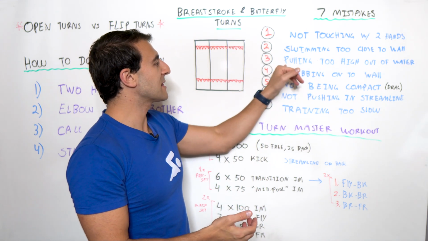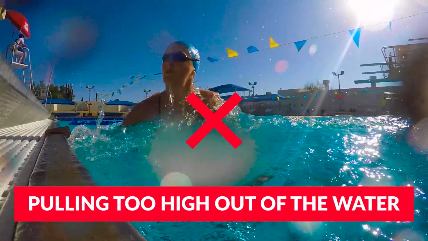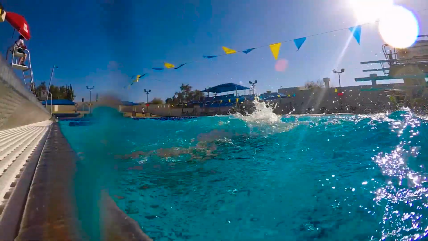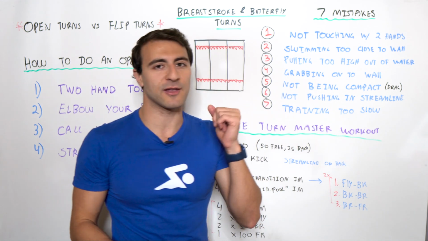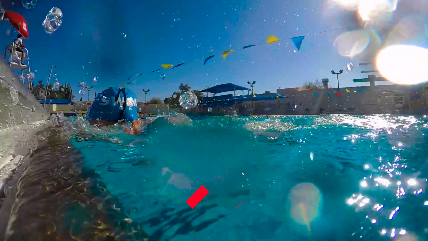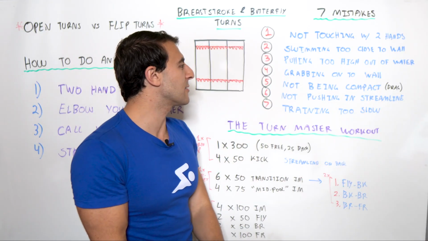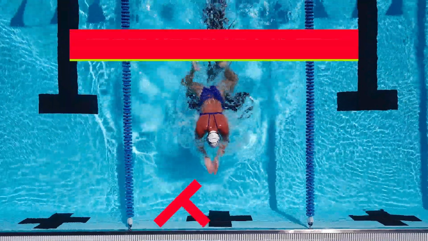And the third part is related to that. It's pulling yourself too high out of the water. Remember, as soon as you touch, you just want to keep your chin right at the surface of the water, and that's how you get your breath. If you pull yourself up, again, you're just doing extra work and extra swimming, and it's not really going to get you anywhere. Additionally, you don't want to grab onto the wall.